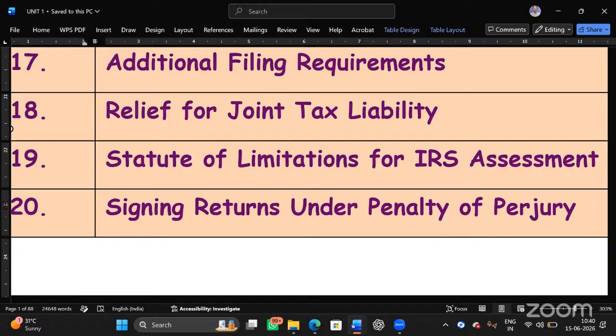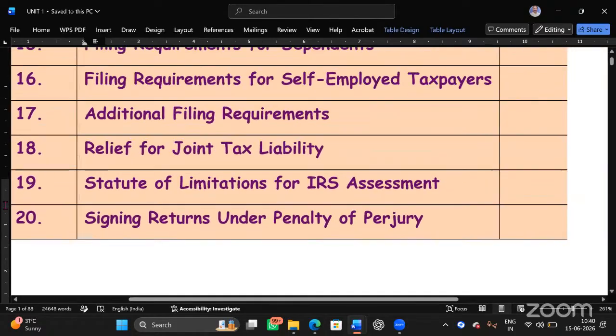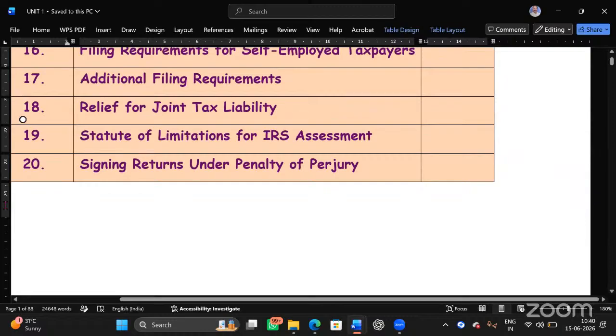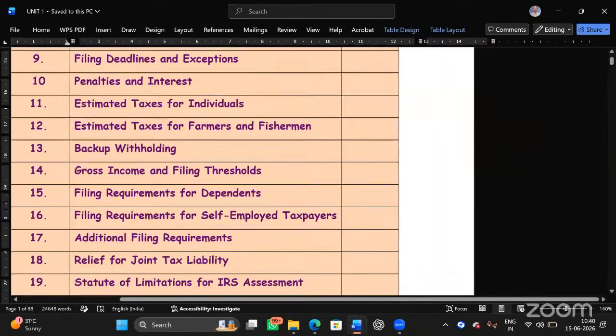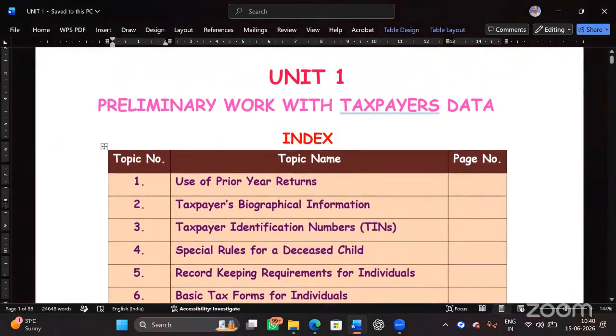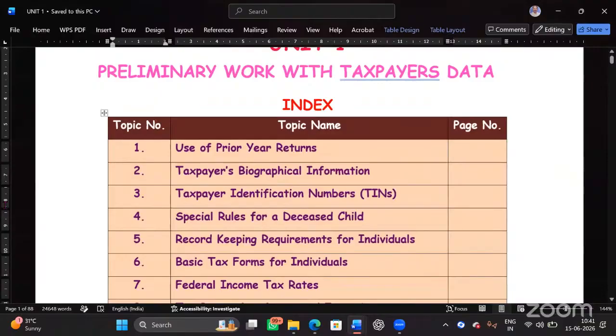Signing returns under the penalty of perjury. What is the meaning of signing? What is the meaning of perjury? What is the consequence of that perjury? Everything will be clearly explained. This concept we are taking from some other act, not from the Income Tax Act. So these are the topics we are going to cover in our Unit 1, preliminary work with taxpayers' data.